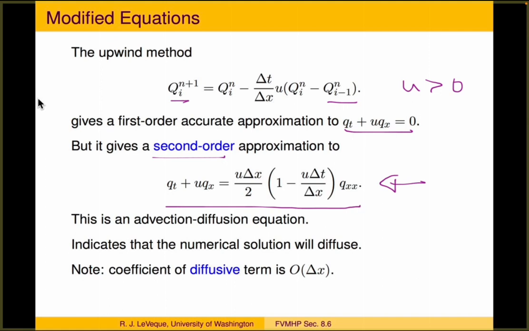And so again, we've got a diffusion term here, where the 1 minus u delta t over delta x is constant if we fix the Courant number as we refine the grid, but there's another coefficient out in front that involves delta x. And so again, this viscosity in the advection diffusion equation, or the diffusive term, is going to 0 as we refine the grid. So it's a slightly different term than comes out in Lax-Friedrichs, but a similar sort of interpretation.